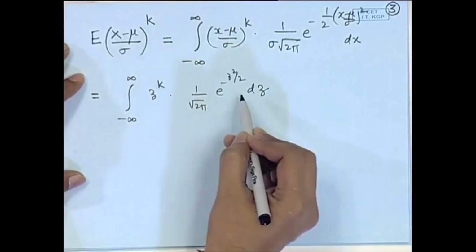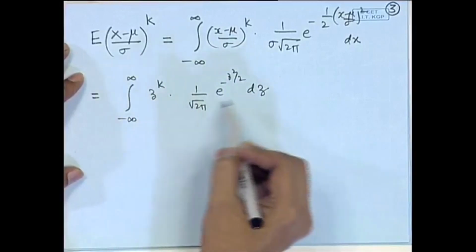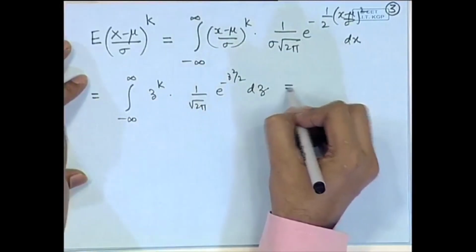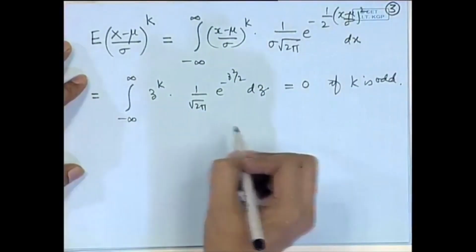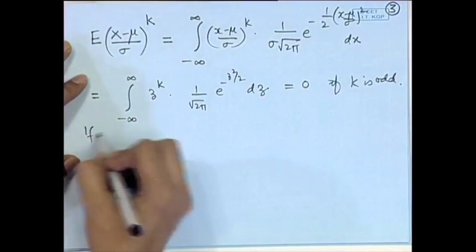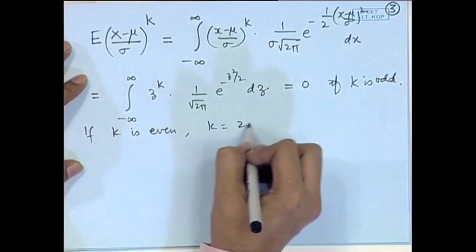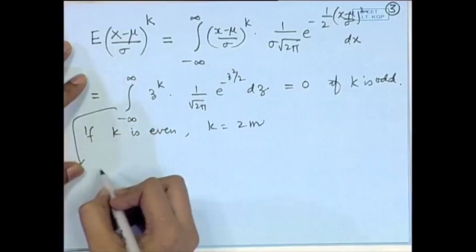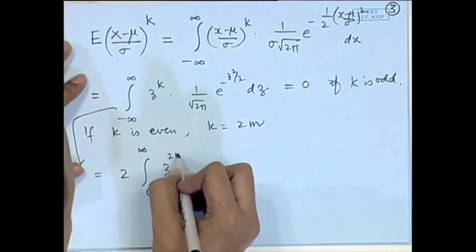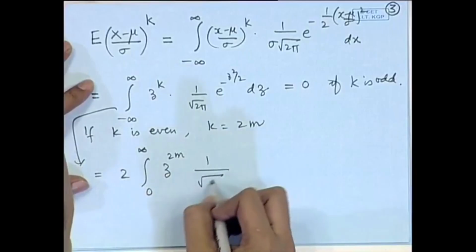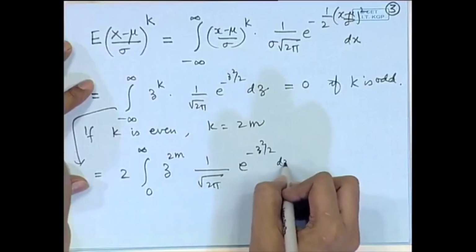If we look at this function, the function is an odd function if k is odd, and therefore this will vanish. So, this will vanish if k is odd, and if k is of the form, say, 2m, then this integral will reduce to 2 times the integral from 0 to infinity of z to the power 2m times 1 by root 2 pi e to the power minus z square by 2 dz.